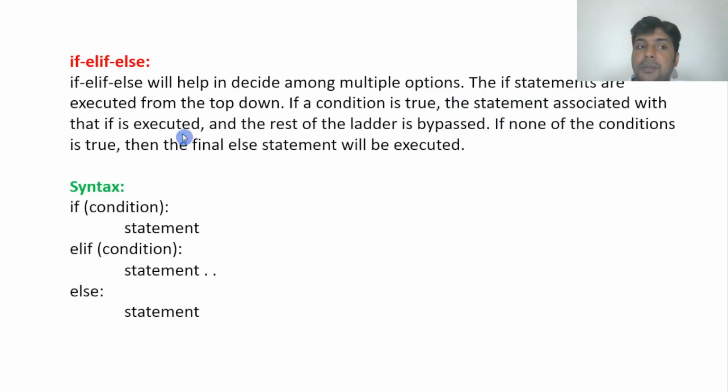The statements are executed from top to down. If a condition is true, the statement associated with that if, the related if block, will be executed, otherwise it will go to the next one. If the first condition is satisfied, it will print this statement, otherwise it will check the next condition and print that statement if the second condition is satisfied. Same way it goes to the third condition. If all conditions fail, there is an else block, and it will go to the else statement.